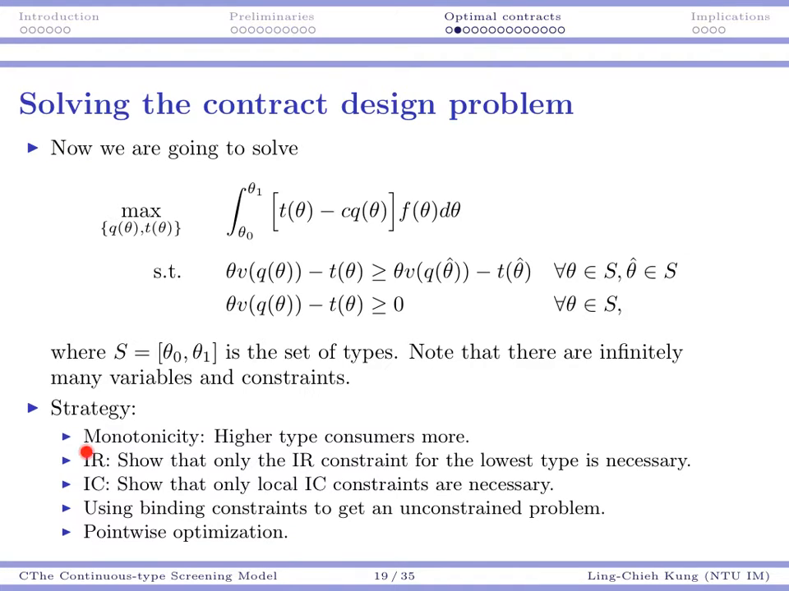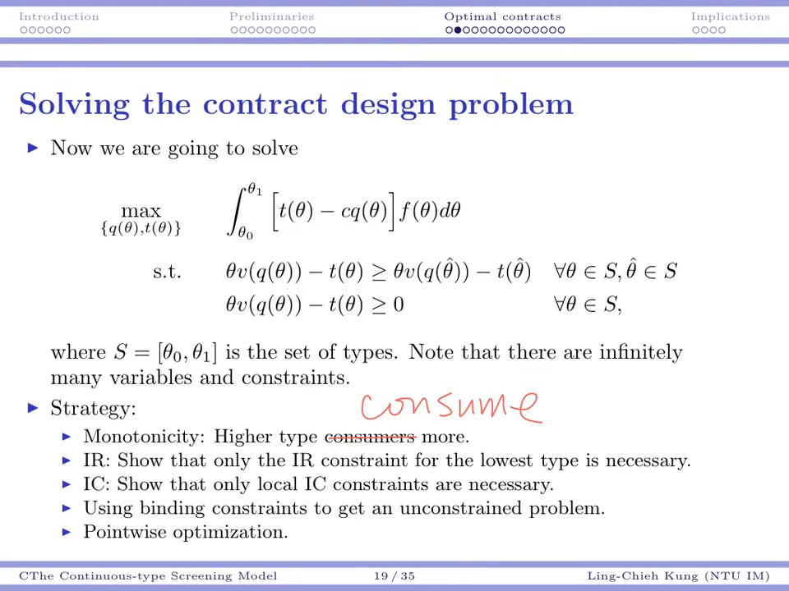We're going to first show you monotonicity, which again means a high-type consumer would consume more. So we're going to show you that Q theta 1 would be greater than Q theta 2 if theta 1 is greater than theta 2. And then among all the IR constraints, we're going to show you that only the IR constraint for the lowest type is necessary. When you have two types, the IR for the low type is necessary. Now you have a lot of types, only the lowest type is necessary.